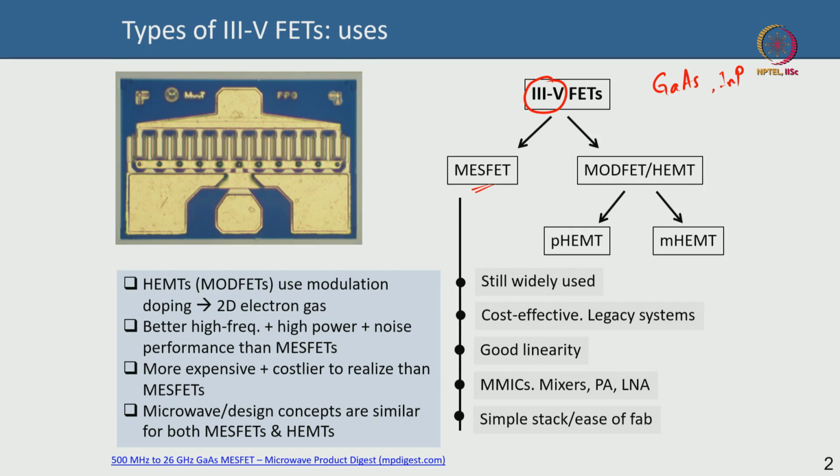You can also make modulation doping FETs, called HEMTs, which can be categorized into pseudomorphic HEMT and metamorphic HEMT. What are those? We shall talk about in the next 2 weeks, but for this week we will focus on MESFET. It is the simplest of all. Actually you can see an image here. It might look a little bit exotic, but actually it is an image of a microwave gallium arsenide MESFET.